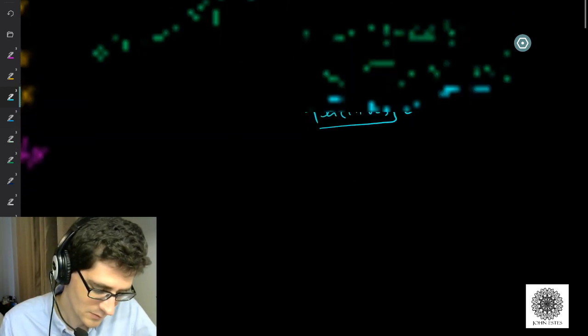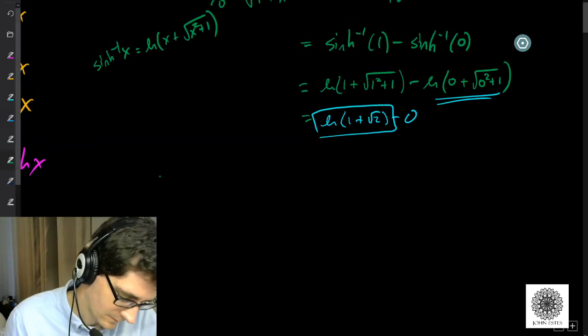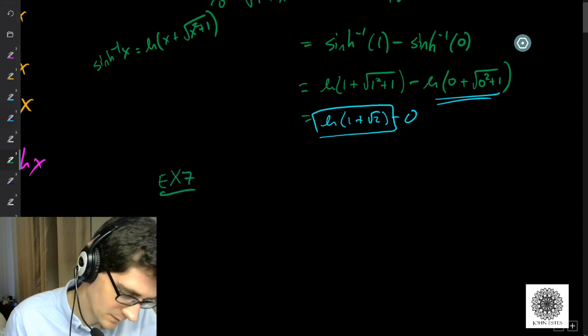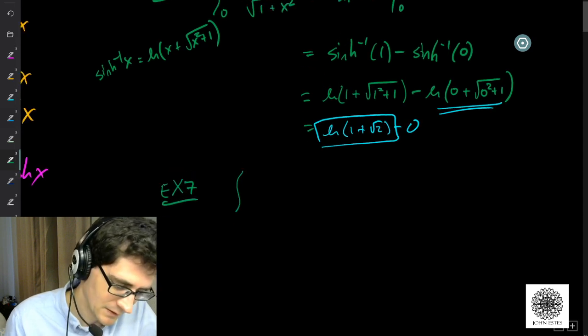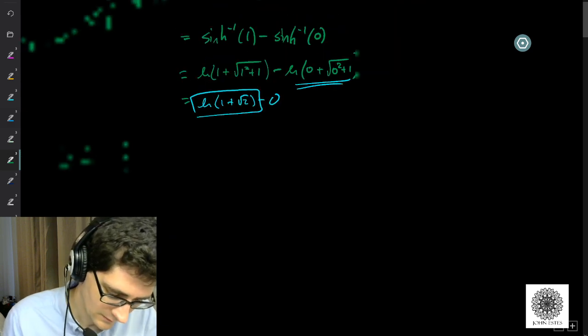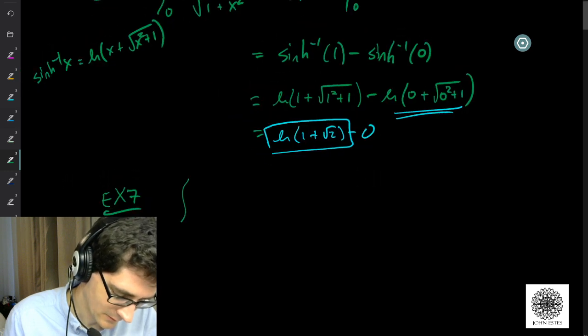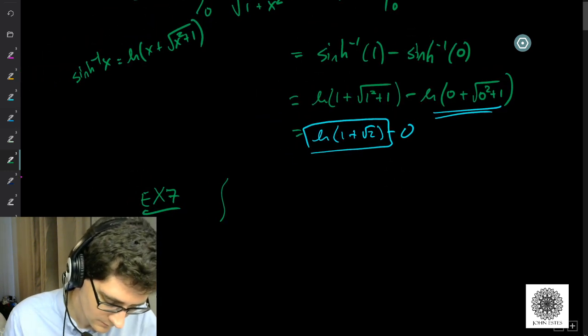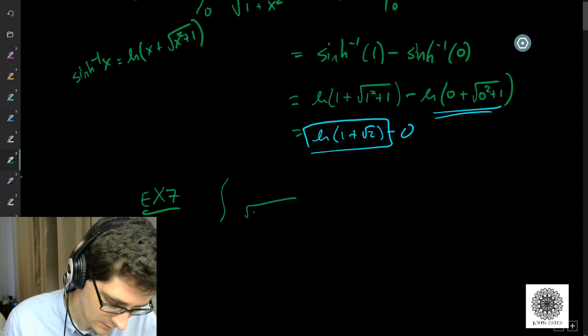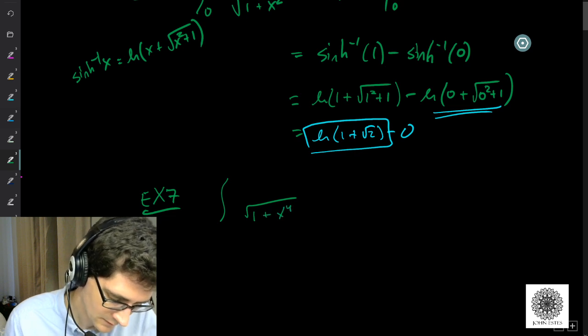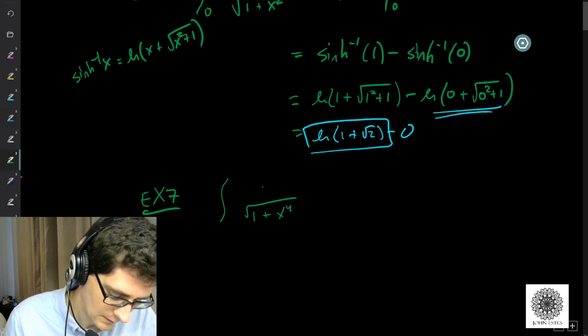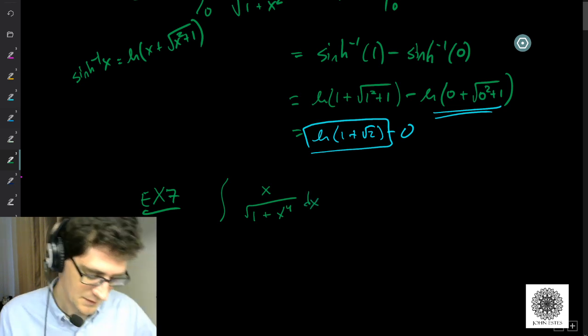Okay, let me do one more real quick. And this will be an indefinite integral, so I don't have to plug in anything. Okay, just give me a second, let me think about what I want to do. How about the integral of the square root of 1 plus x to the fourth, and we have x in the numerator, dx.